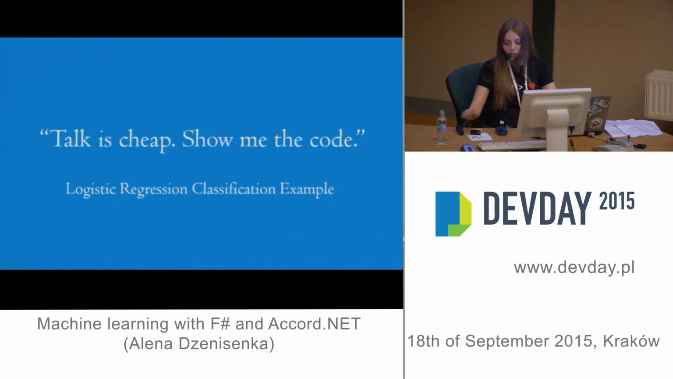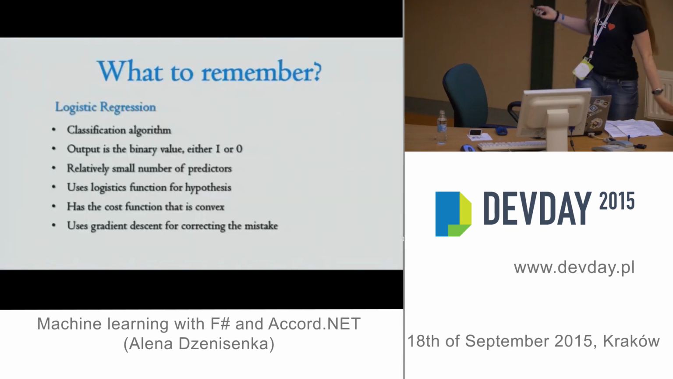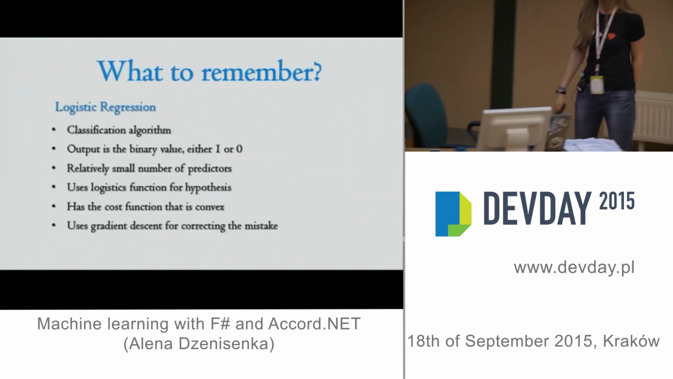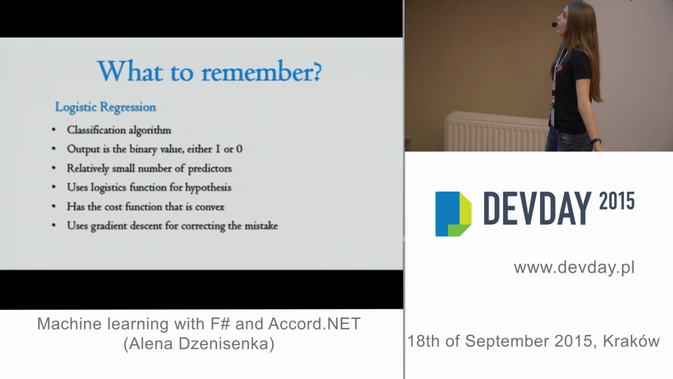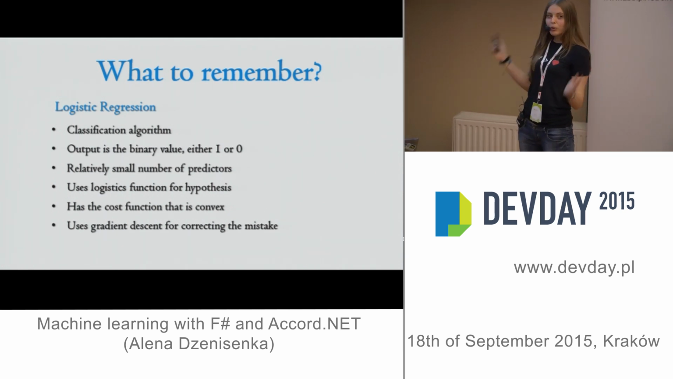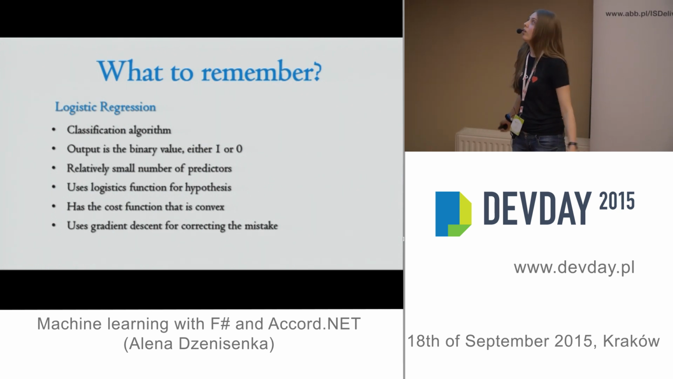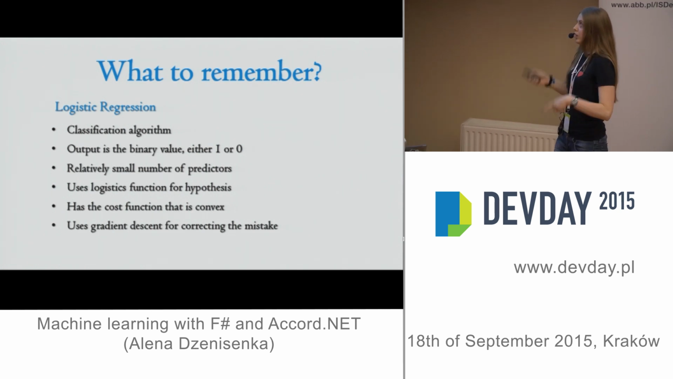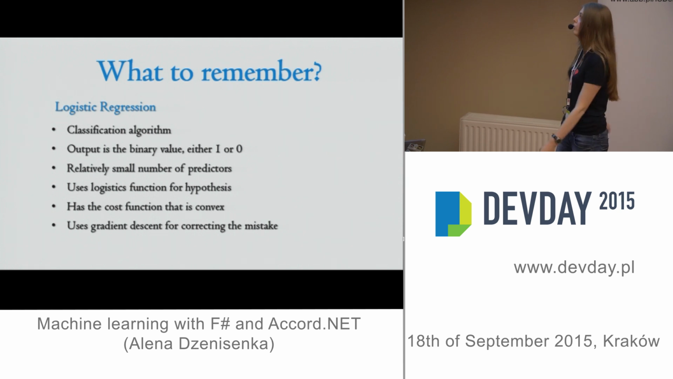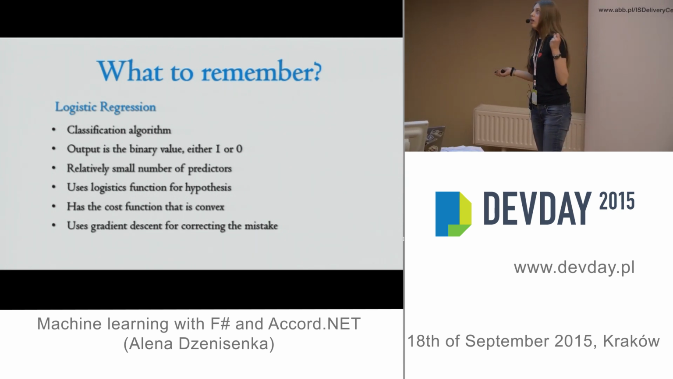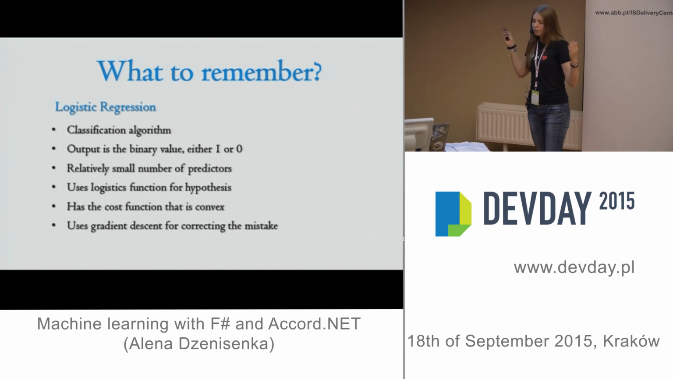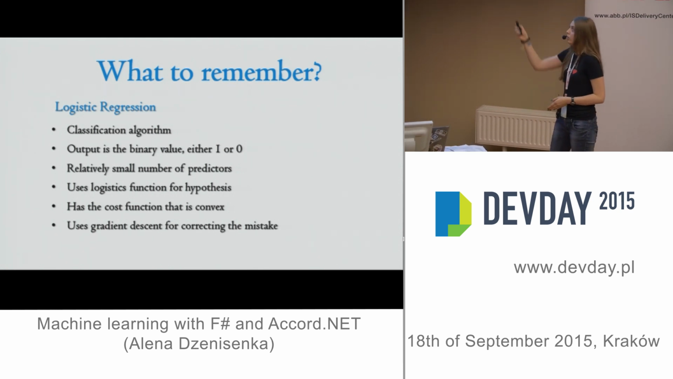That is, as for logistic regression, what you need to remember: this is a classification algorithm. The output is binary. It's good when the number of predictors is relatively small. It uses the logistic or sigmoid function for the guess function. It also uses a cost function and the algorithm that minimizes our cost function, which is called gradient descent.